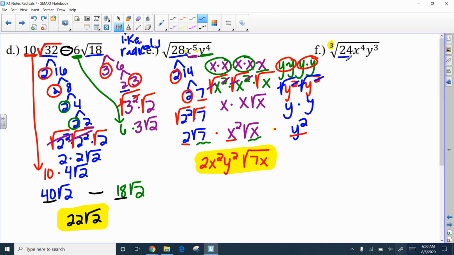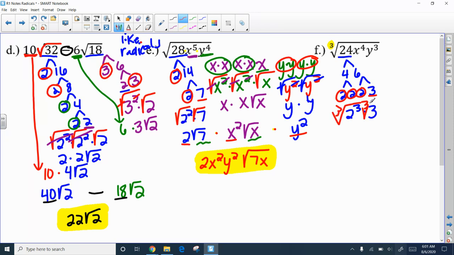So cube root of 24. I have 4 times 6. 4 breaks down to 2 and 2. 6 breaks down to 2 and 3. This time, remember, it's a cube root. So we're looking for a group of 3. So I have a group of 3 2s and then the 3 left over. Or in other words, I can write that as 2 cubed times 3. And remember, these are under a cube root.